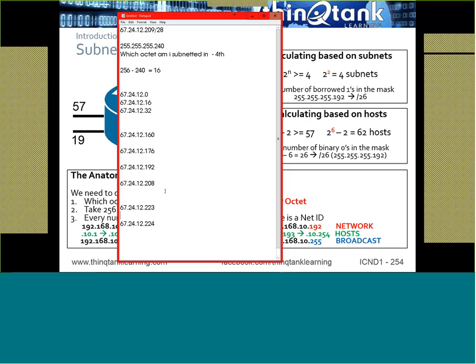So what is my assignable address range? It's 12.209 through 12.222. That is the assignable range. So that is the entire anatomy of that host's subnet. 67.24.12.208 is the network ID, 67.24.12.223 is the broadcast ID, and 12.209 to 12.222 is the host range.